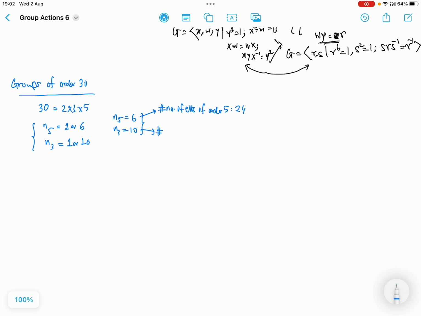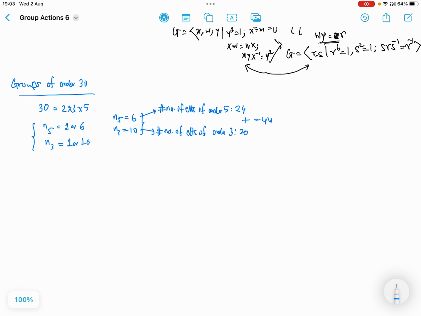And from here, the number of elements of order 3 is easy: you get 2 elements from each group. There are 10 groups, so you get 20. All in all, if you add, there are 44 elements, which is absurd because the group has 30 elements. So this case is not possible. And in any other case, G has a normal subgroup because G has a unique Sylow 3 or Sylow 5 subgroup.